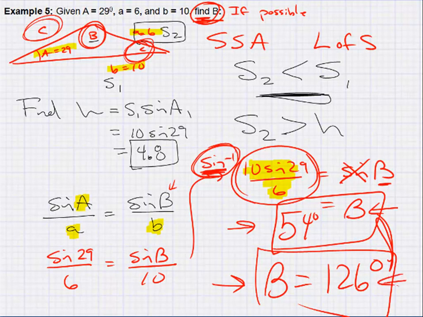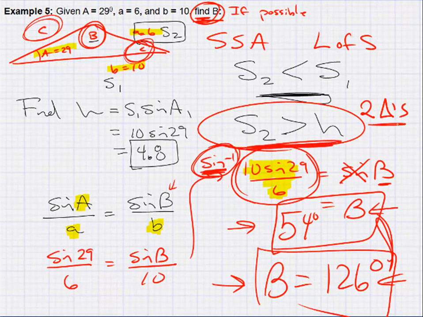The only way you would know to do this, to find B and then also find its supplement, is to know this yields 2 triangles. Okay? If you don't check this, you would never know that there are 2 triangles. You would never know to find this other B value. So the law of sines can get kind of tricky, but if you follow the pattern that I laid out for you, I think it makes it a little bit easier. At least hopefully it does.